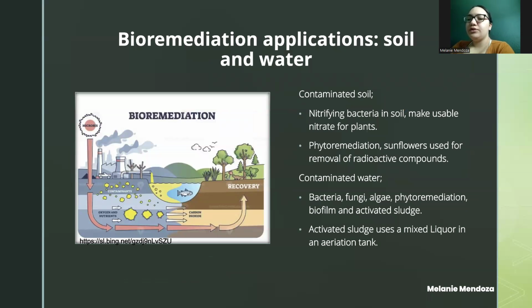Bioremediation applications for soil and water. In soil, we can use nitrifying bacteria, which break down the original compounds into nitrites. Those are harmful for plants, so we need to use bacteria like nitrobacters to turn the nitrites into nitrates. Those are beneficial for plants, and therefore we can release them back into the soil.